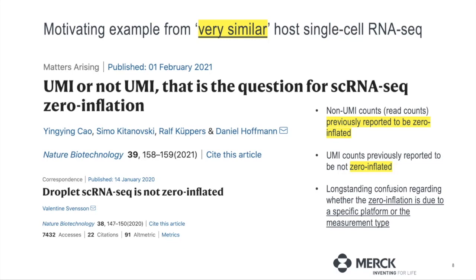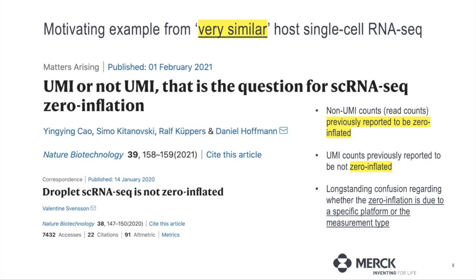So there is a thing called UMI and non-UMI. I'm again not going into details there, but another paper showed that it's not really the technology. The previous technology was called SmartSeq. The newer technology is called DropSeq. So it's not DropSeq versus SmartSeq that you can say is the reason for zero inflation or not. This is actually what you are measuring. If you are measuring UMI, it's not zero inflated. If it is not UMI, then it's zero inflated. So that is actually the consensus currently.